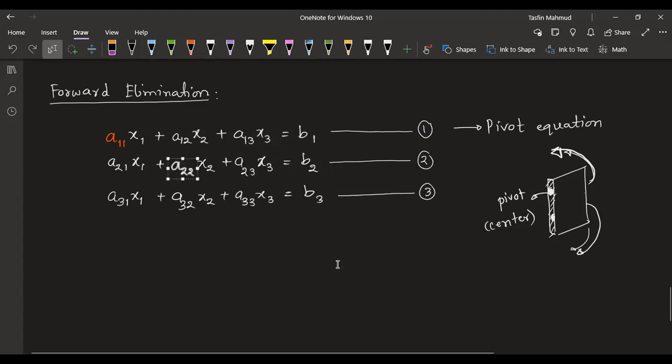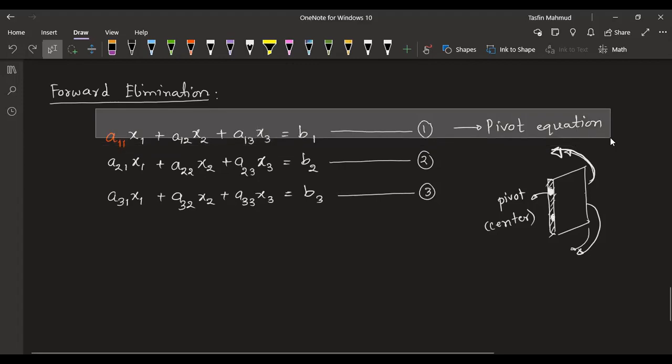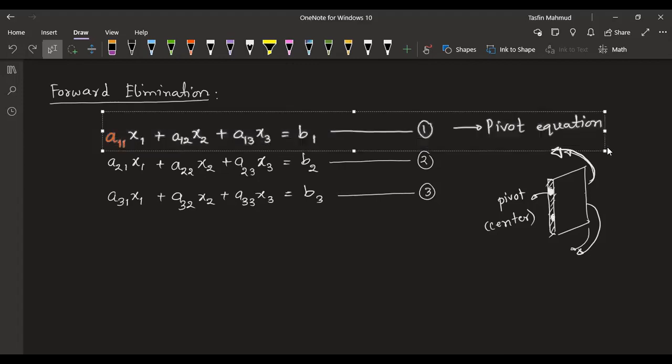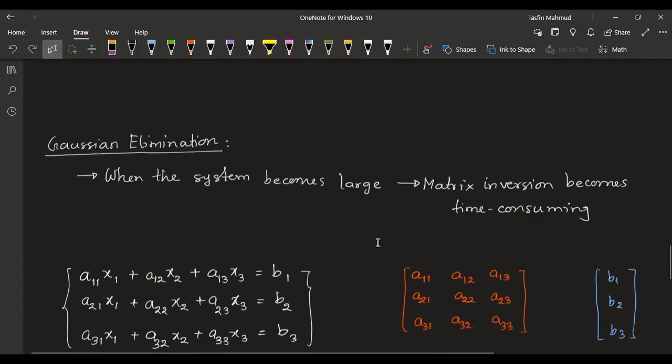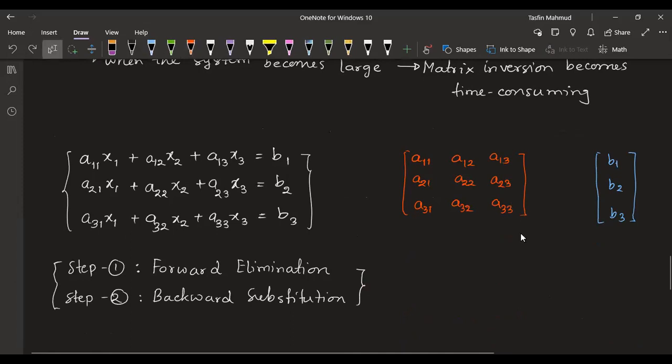Okay, we will move on to the second part later. For now, we are considering the first equation as the pivot equation, and we know about the diagonal, right? Diagonal means the elements along the diagonal line, these are the diagonal elements, right? So the elements that are in the diagonal of the matrix would be considered as the pivot elements.